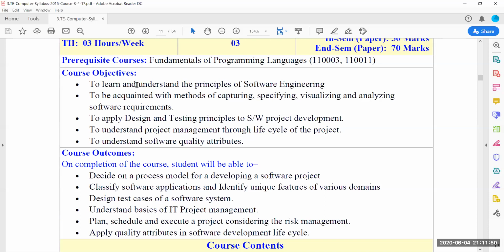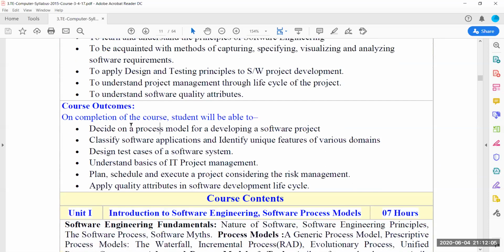These 5 objectives indicate why we are going to study this subject, why there is a need to study this subject, being a computer engineer. Now the course outcomes are here.